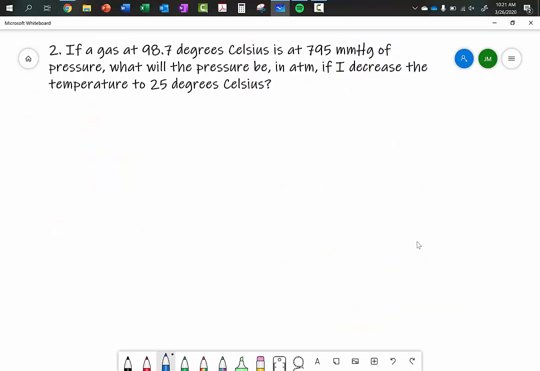All right, number 2 says, if a gas at 98.7 degrees Celsius is at 795 millimeters of mercury of pressure, what will the pressure be in atmospheres if I decrease the temperature to 25 degrees Celsius? Here it appears I'm going to be using Gay-Lussac's law, which is P1 over T1 is equal to P2 over T2.